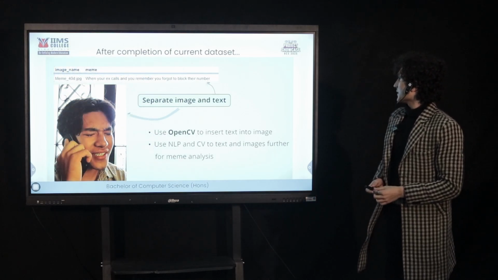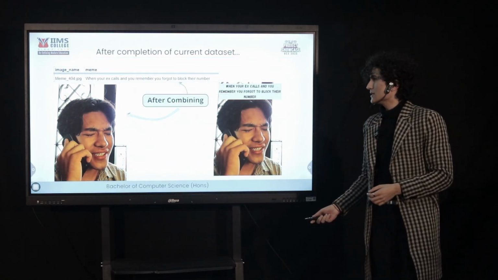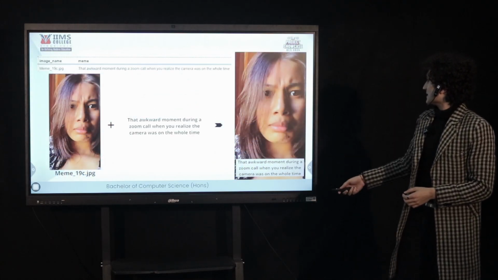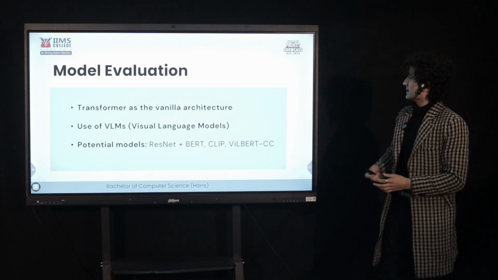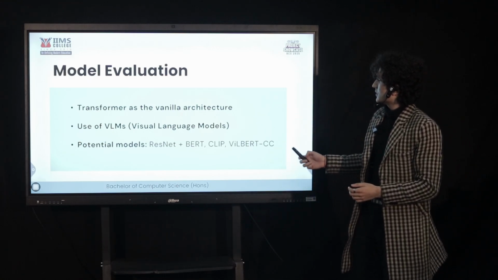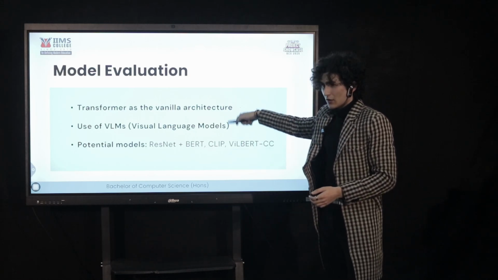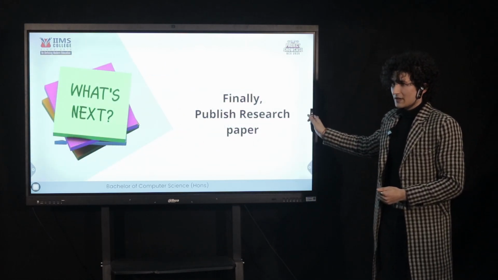After completion of the dataset, we'll be combining them using OpenCV, then feeding it to a machine learning model in this format, and here is another example. And then we'll be using these types of architectures, like vanilla architecture. We're not really sure right now what we'll be using, but after the completion process, these are an option. And after the evaluation part, we'll be writing the paper and publishing it.